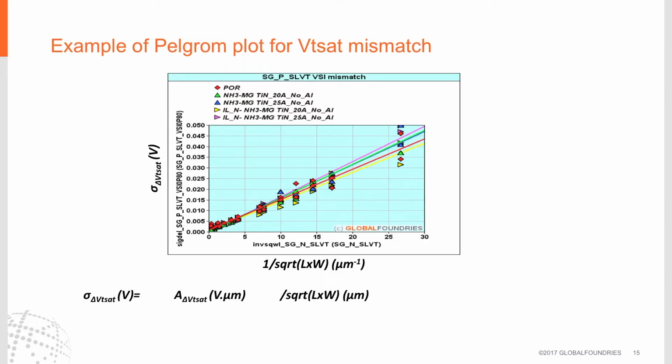This shows a Pelgrom plot for Vtsat mismatch. On the horizontal axis is 1 over square root of the area. The vertical axis is a standard deviation of delta Vtsat. The Pelgrom coefficient in the equation on the bottom is A, and it is basically the slope of this line. In general, the shallower the slope, the better. What we're seeing in the diagram is that the larger devices have a better Pelgrom coefficient, or less delta Vtsat, and you're seeing also that the larger the area, the lower the variation, which is expected.